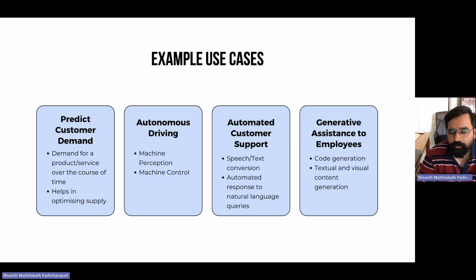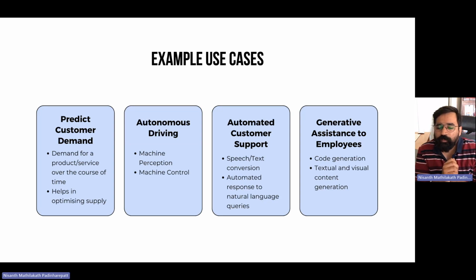These are by no means a comprehensive list of AI use cases, but just to give you a gist of what can be done. It's a very small number of examples. So, generative assistance to employees. For example, developers or those who do programming are now able to describe the functionality of a particular feature, and they can get code snippets generated automatically.